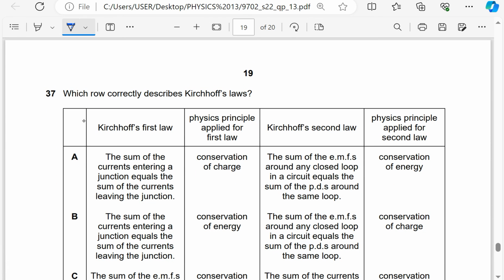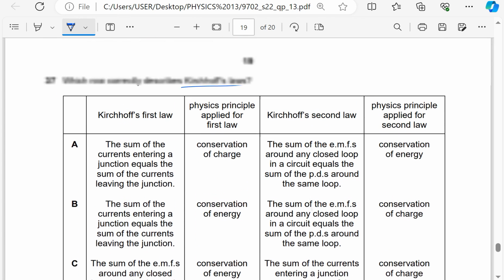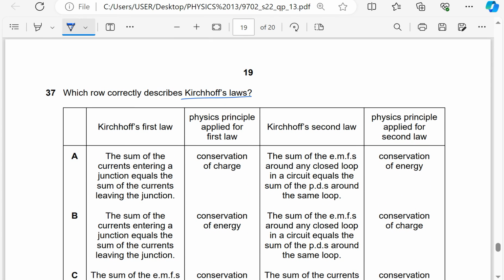Which row correctly describes Kirchhoff's laws? Remember, first law: sum of currents entering a junction equals sum of currents leaving a junction. That is the first law. Second law, of course, the physical quantity is charge. Second law: sum of EMFs equals sum of PDs in a closed loop. Conservation of energy. So the answer is automatically A.